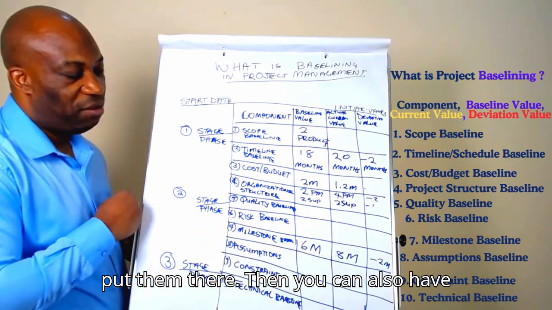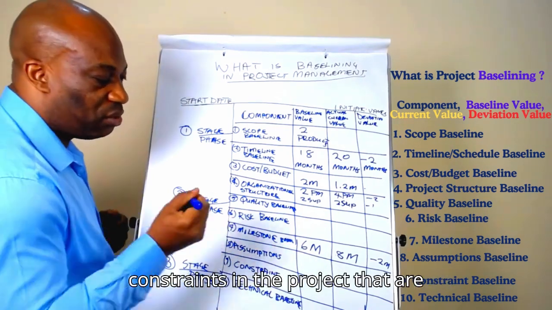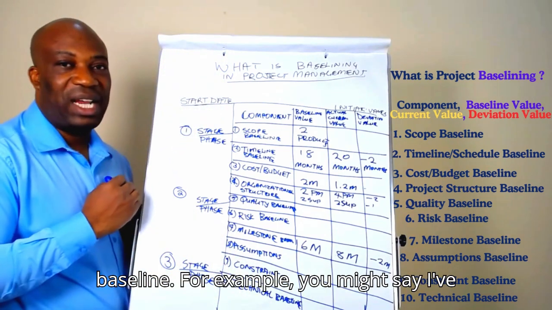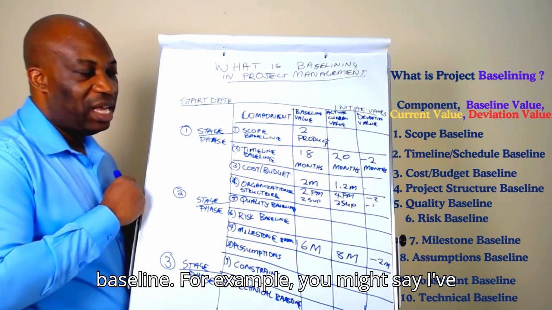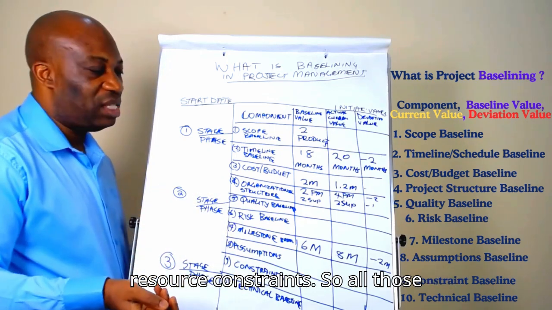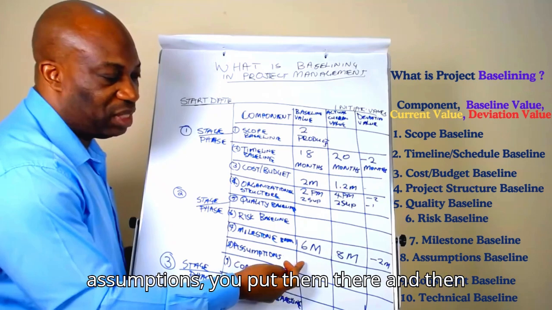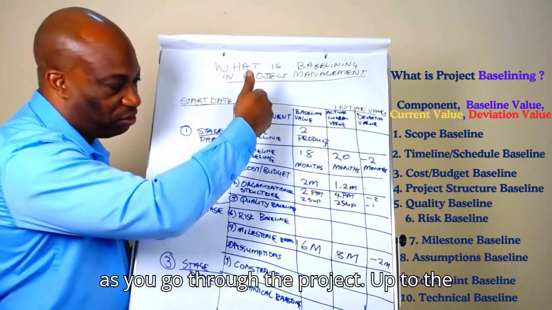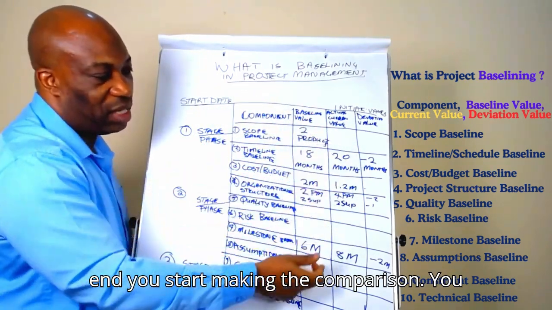Then you can also have constraints, okay? You can also have constraints in the project that are baselining. For example, you might say, I've got budget constraints, technical constraints, resource constraints, human resource constraints. So all those, you put them there. And then as you go through the project from start up to the end, you start making the comparison.